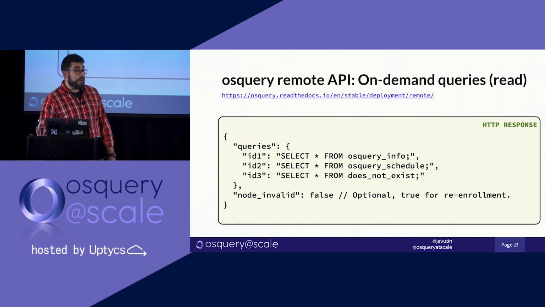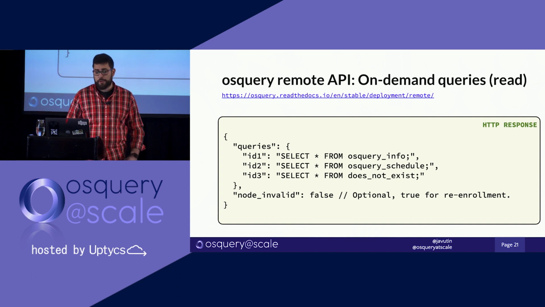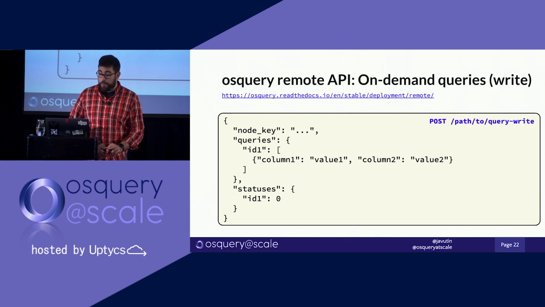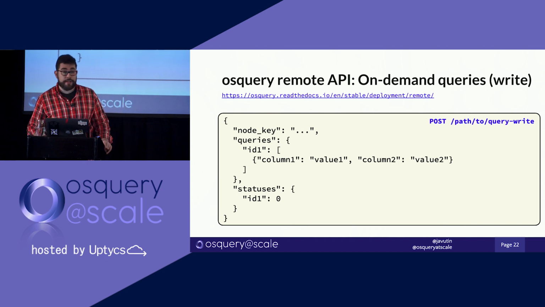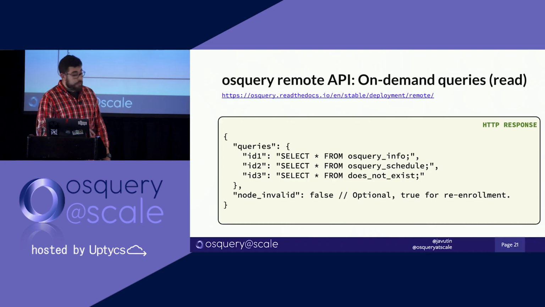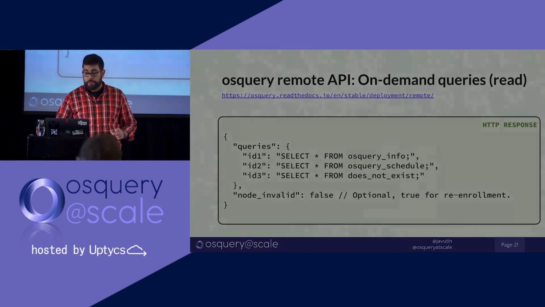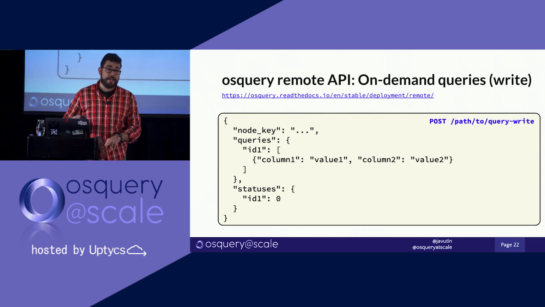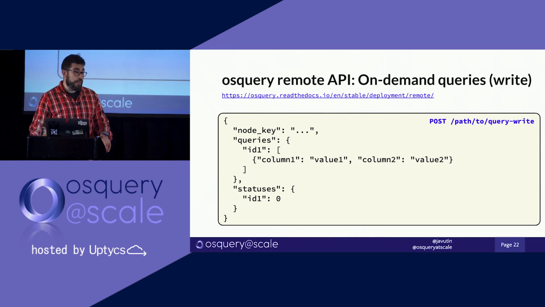This is for the read endpoint, because there is another endpoint for on-demand queries, which is the query write. Once you have provided these queries to Osquery, Osquery is going to run these queries, and then submit the results into the write endpoint. That is what is going to receive the actual data that Osquery generates with those queries that you sent.